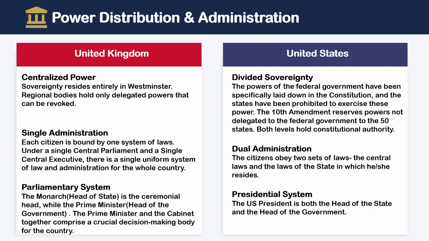Thirdly, in the United Kingdom, there is a parliamentary system of government. The monarch is the ceremonial head, while the Prime Minister is the real head. The monarch is the head of the state. The Prime Minister is the head of the government. The Prime Minister and the Cabinet together comprise a crucial decision-making body for the whole country.